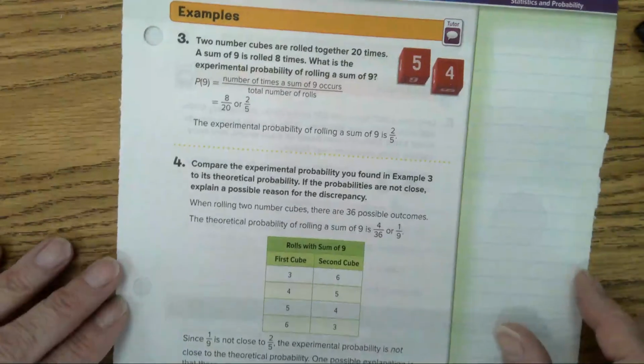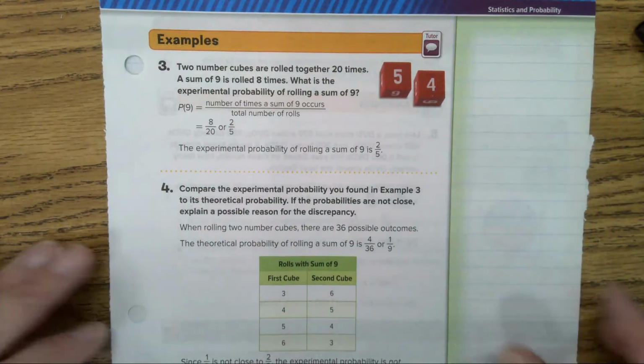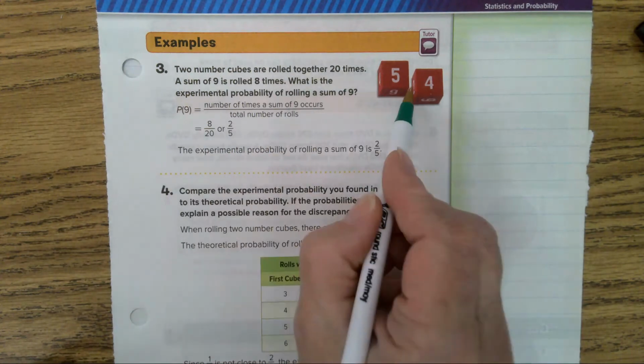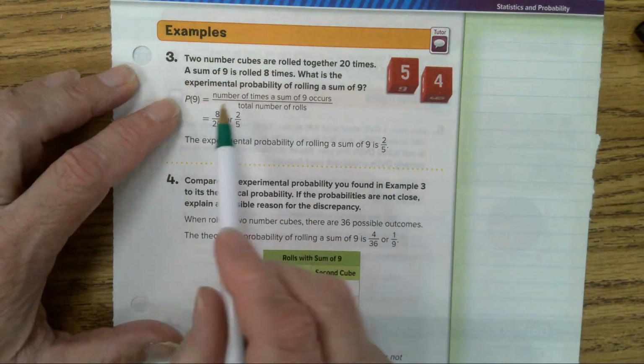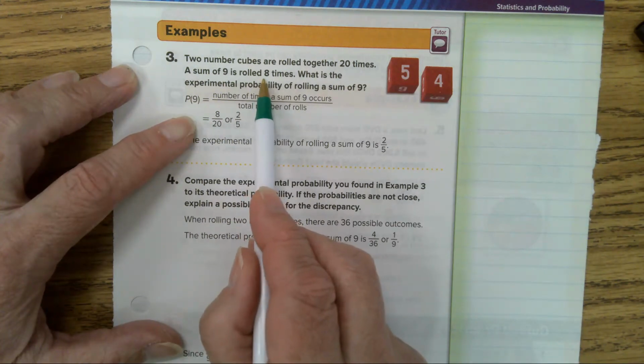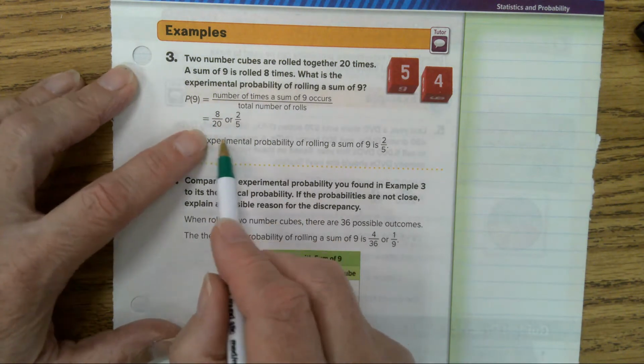Example number 3. 2 number cubes are rolled together 20 times. A sum of 9 is rolled 8 times. What is the experimental probability of rolling a sum of 9? So this was the experiment. It was rolled 8 times. So 8 over 20, which simplifies to 2/5.